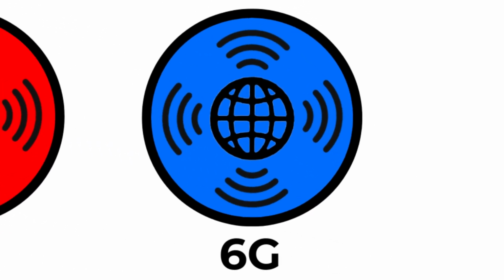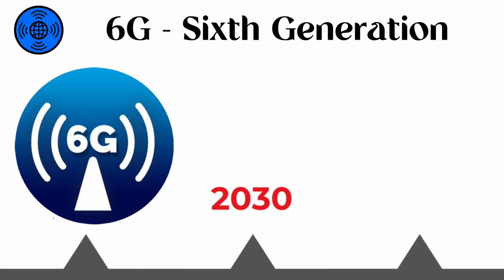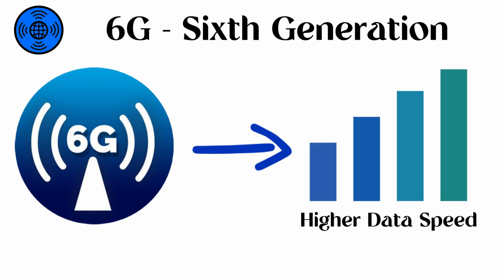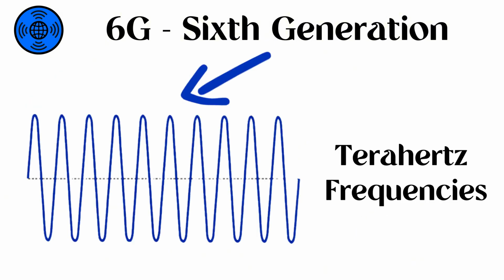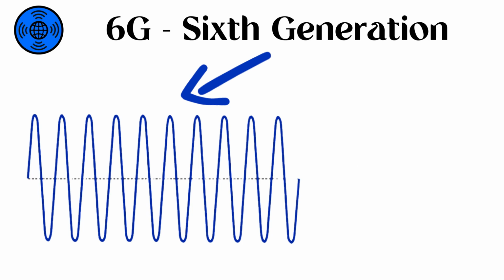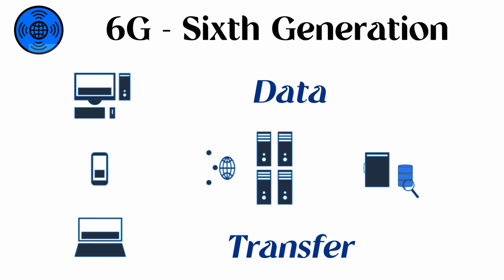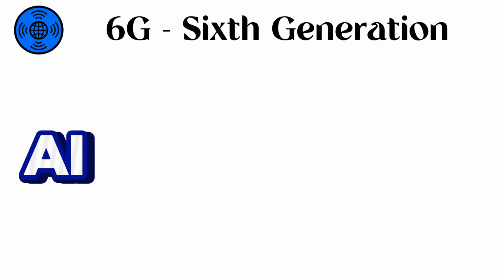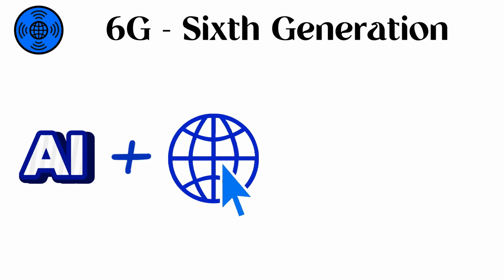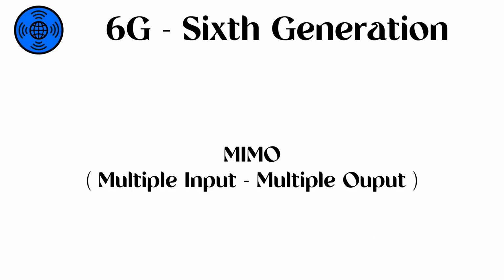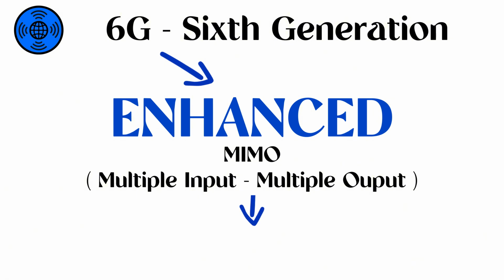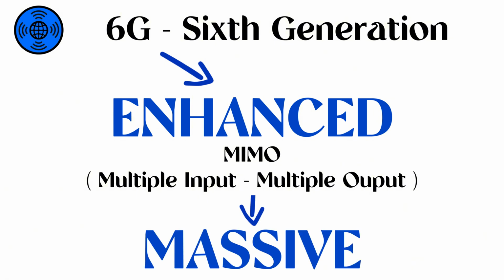6G. In the 2030s, 6G is expected to bring even faster data speeds and advanced technologies. The biggest technological shift with 6G will be the use of terahertz frequencies, which will allow for much higher data transfer rates. Artificial intelligence will be integrated into the network to optimize performance and manage resources. Enhanced massive multiple input and multiple output technology will further increase capacity and coverage.